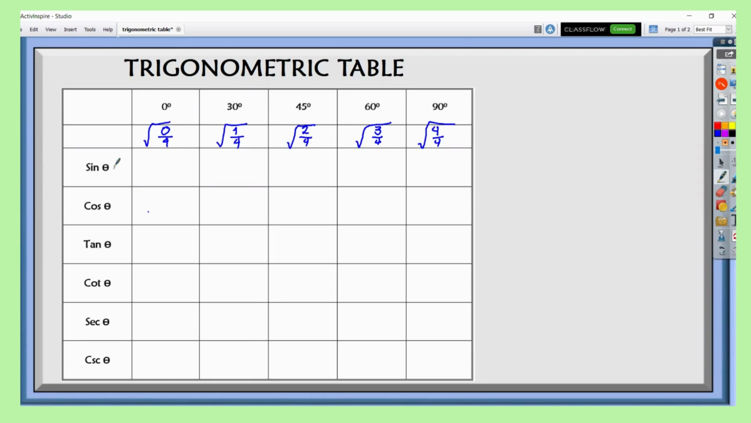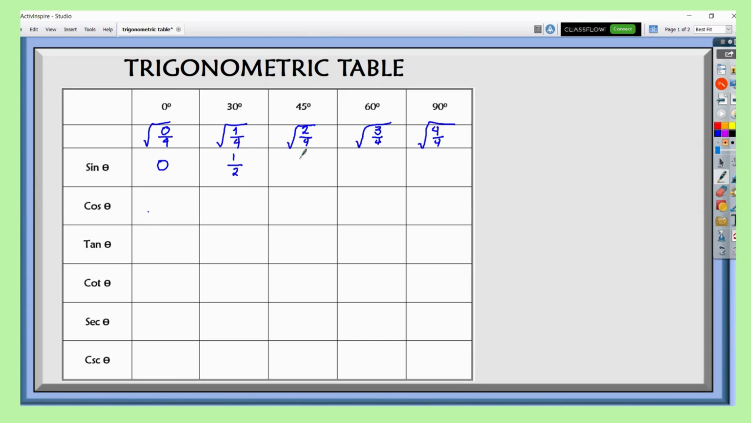Using these values, let's solve for sine theta or sine 0 degrees. 0 divided by 4, 0. Square root of 0, it's 0. Square root of 1 is 1. Square root of 4 is 2. Thus, we have sine 30 is 1/2.